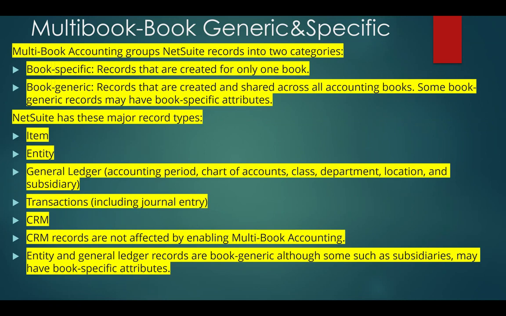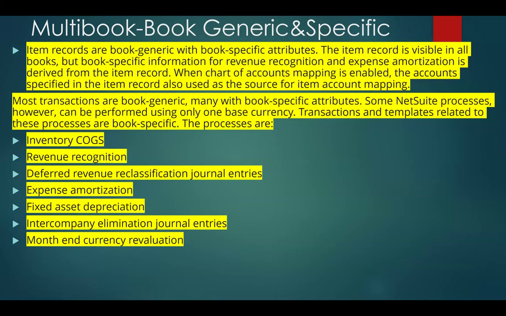CRM records also, but CRM records won't be affected by multi-book accounting because there is no financial impact. Entity and general records are the book generic records, although some, such as subsidiaries, may have a book specific attribute. So there are also book generic records which have a book specific attribute.